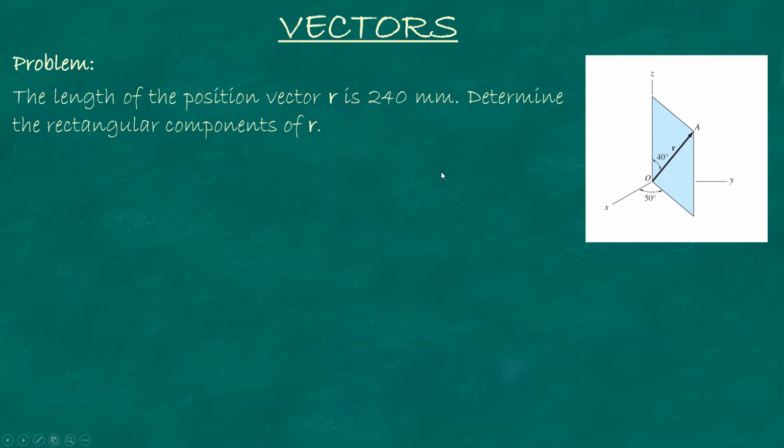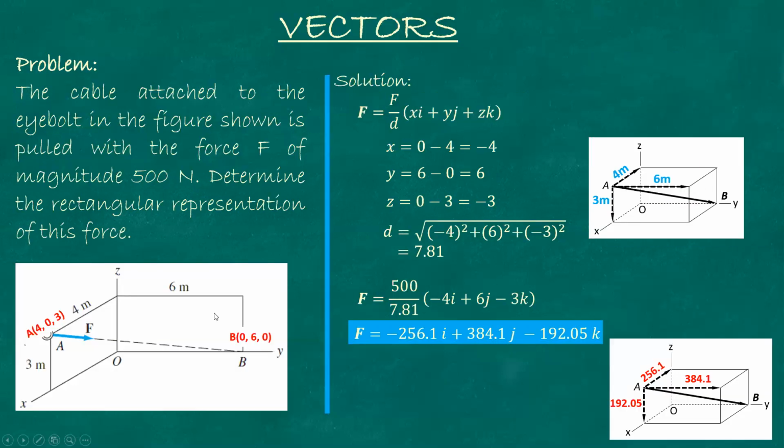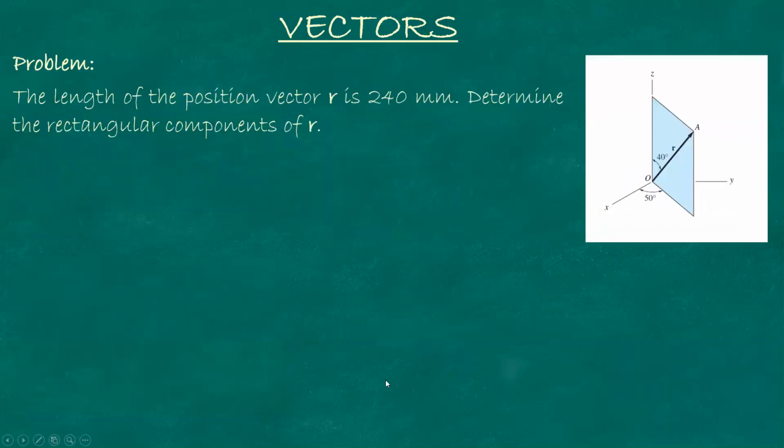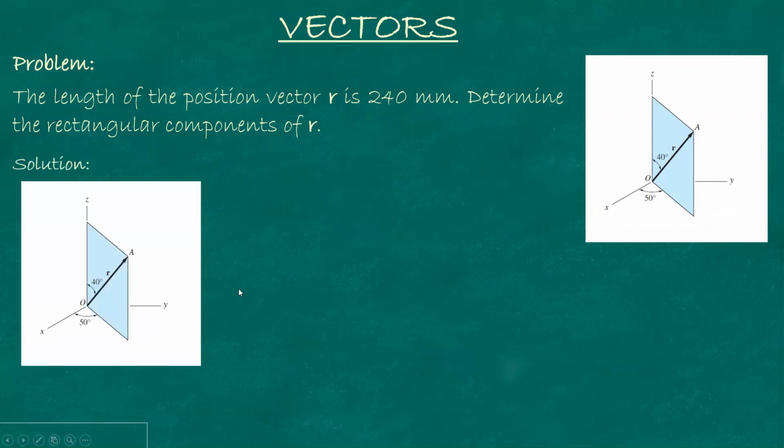Another one. Kung points lang yung given, dali rin siya. This is simple. Pero pag angle na gani, lisod. So, another one. The length of the position vector R is 240 millimeters. Determine the rectangular components of R. So, naman kay R, what are the components? We have this one and this one.